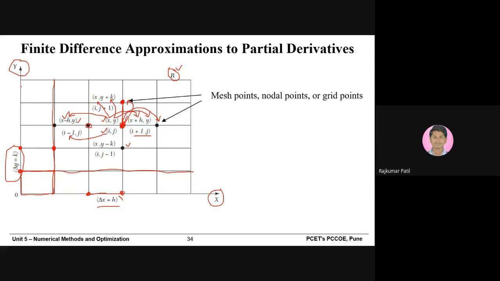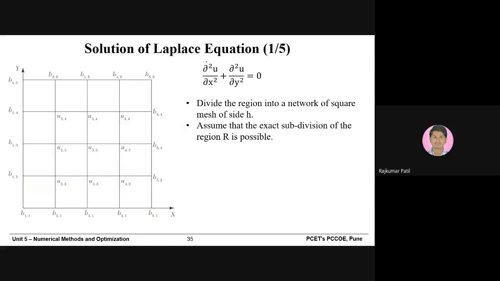If all the boundary values are known to us, then we will use certain techniques to find out the unknown intermediate node points. That we will see in this method. For that, we generally use the Laplace equation: del squared u upon del x squared plus del squared u upon del y squared is equal to 0. This is the Laplace equation, and you can see a region shown in the figure.